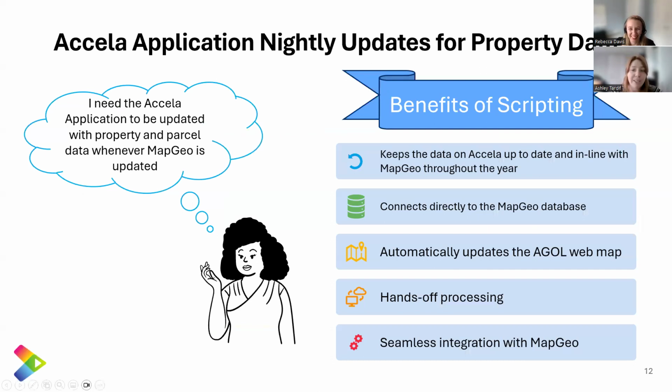The MapGeo uploader can be taken a step further in this next example. Our client needed the Acela application to be updated with property and parcel data whenever the assessor's data and MapGeo was updated. Therefore, we wrote a script that keeps the data on Acela up to date and in sync with the assessor's database and MapGeo throughout the year. It connects directly to the MapGeo database, which is already being updated regularly thanks to the uploader script. It then automatically updates the ArcGIS Online web map used in the Acela application. This allows for hands-off processing and seamless integration.